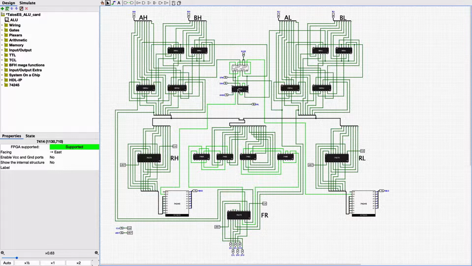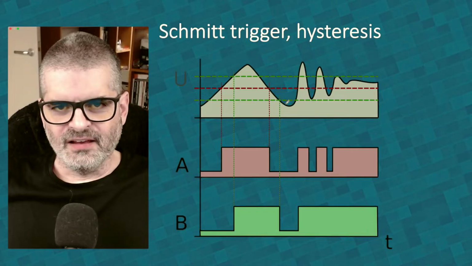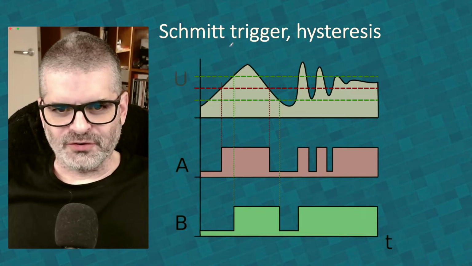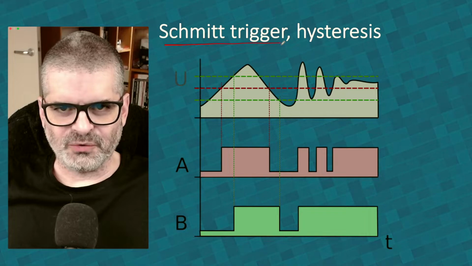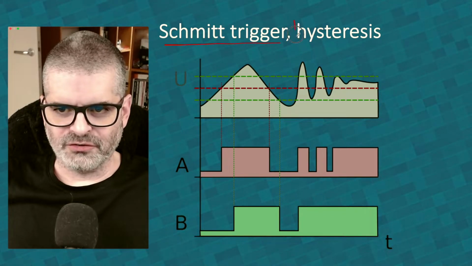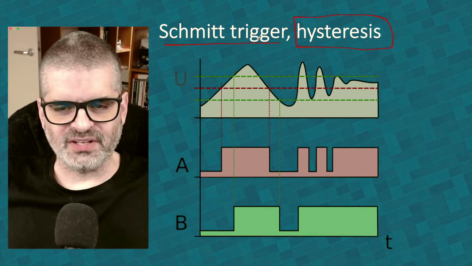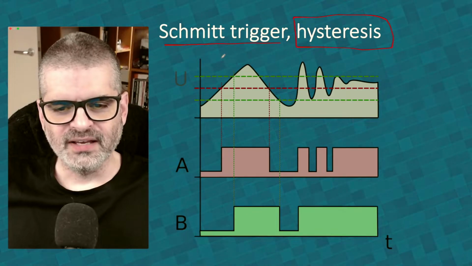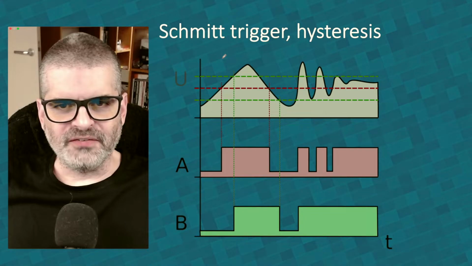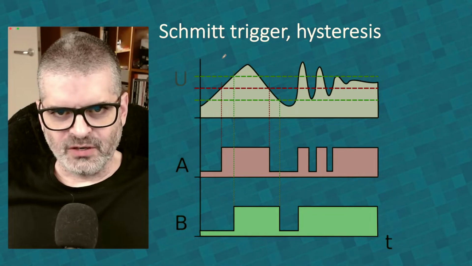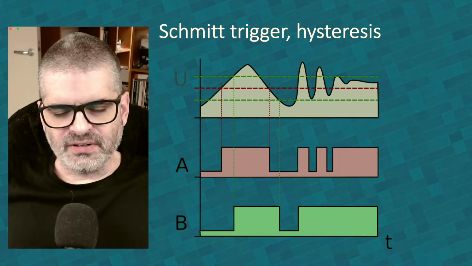Let me give you a brief introduction into Schmidt triggers so you know why I'm using this chip. Okay, a little intermezzo here for us to talk about Schmidt triggers, which are based on a phenomenon called hysteresis, which is induced by chips that have Schmidt trigger input. The idea is to reduce the effect of noise. That's basically what Schmidt triggers are for. Let me give you an example.